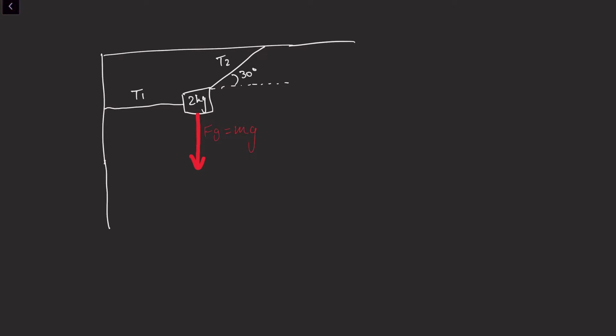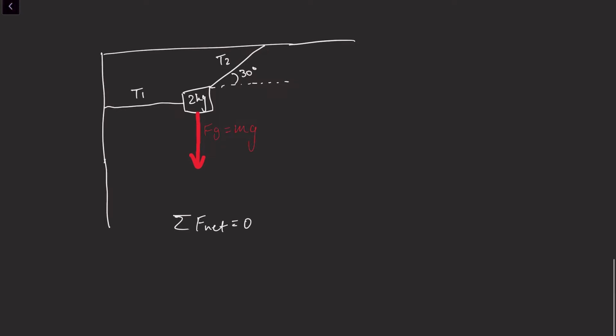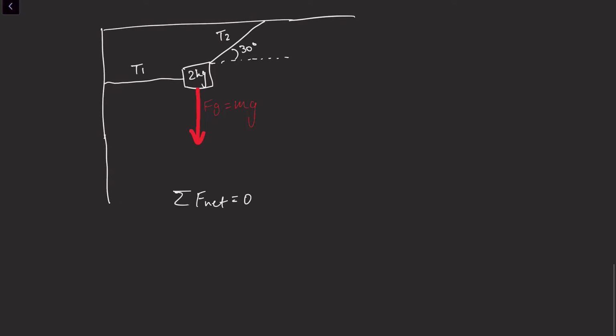Good. So how do we find T1 and T2? The key point in this is that this block is stationary, it's not moving, which means the net force that this block experiences must equal 0. In particular, the components of the force in the x component and the y component, in other words, the horizontal and the vertical forces, must be equal.